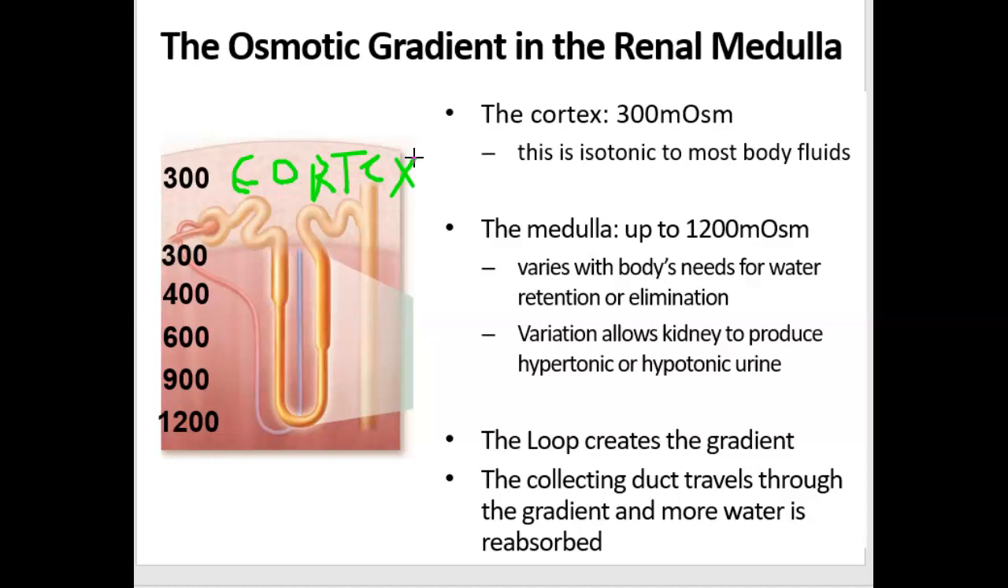So hypertonic or hypotonic. This loop creates this gradient, and then the collecting duct has fluid that moves through this gradient. And as the fluid is exposed to more highly concentrated environments, water can be reabsorbed. This is how we maximize our water reabsorption.